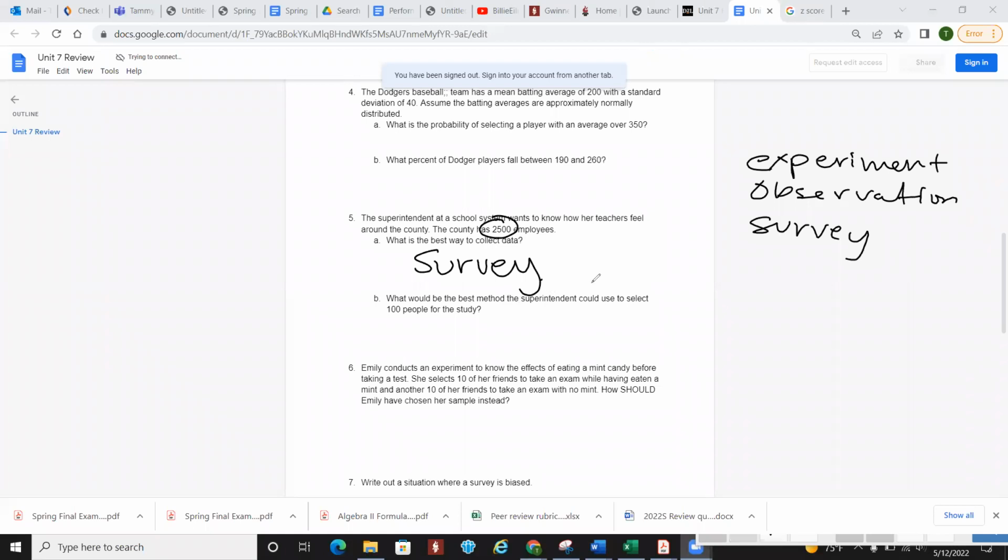What would be the best method the superintendent could use to select 100 people for the study? What do you think? A survey would hit 2,500 people. What about 100 people? The question is how her teachers feel around the county. Oh, it's the same thing.